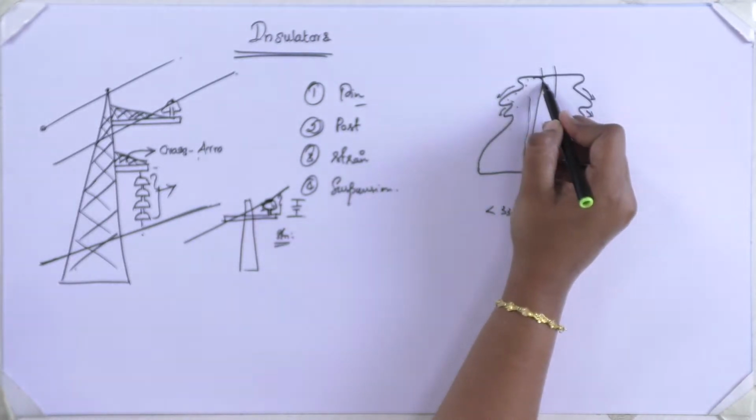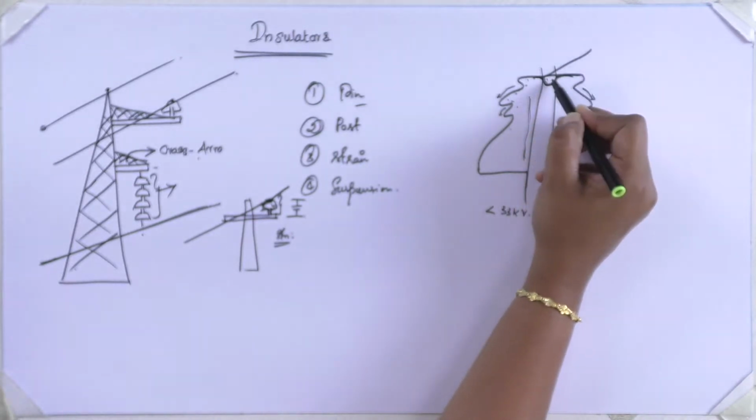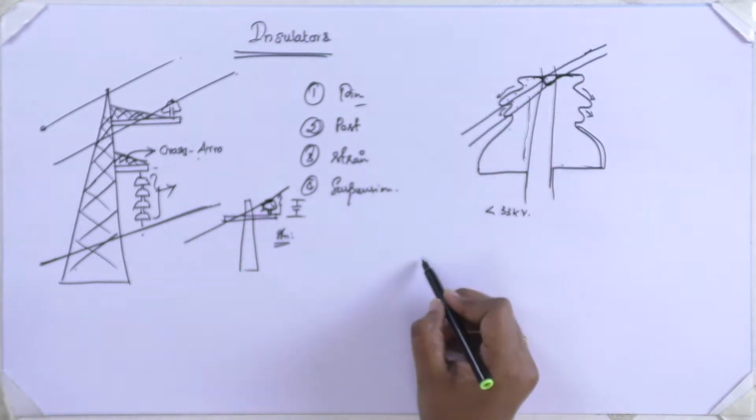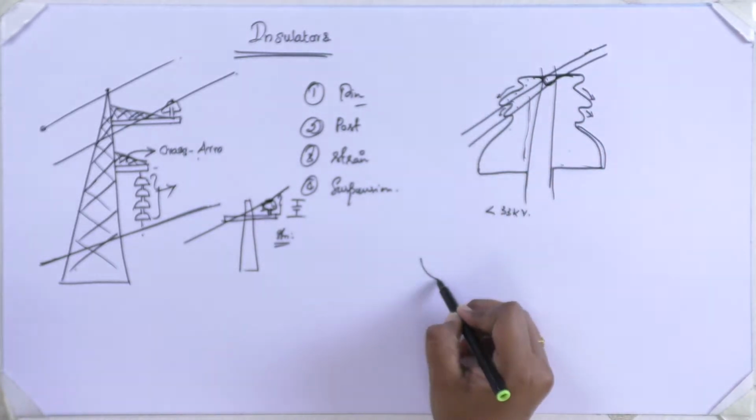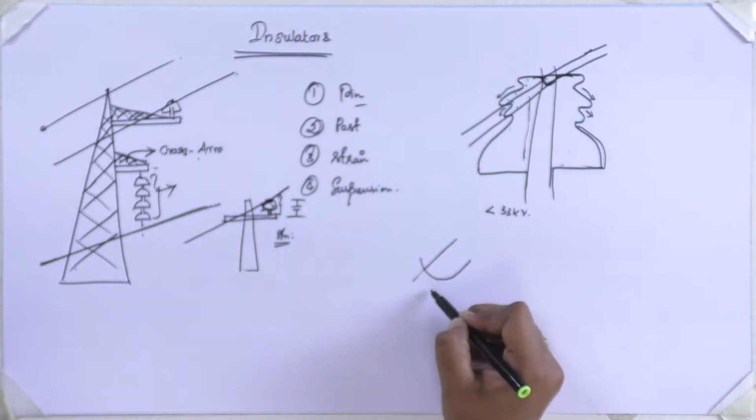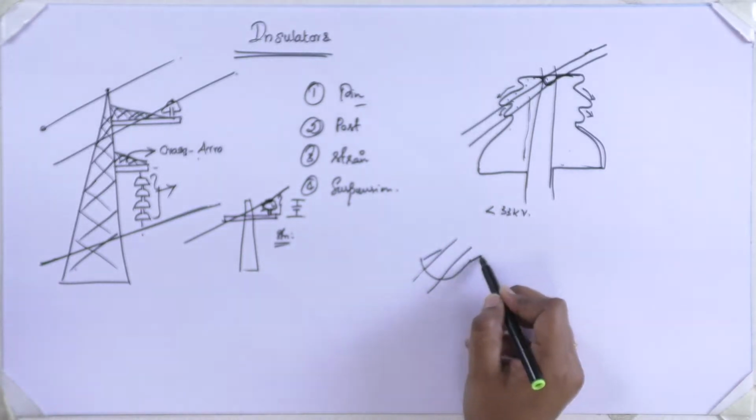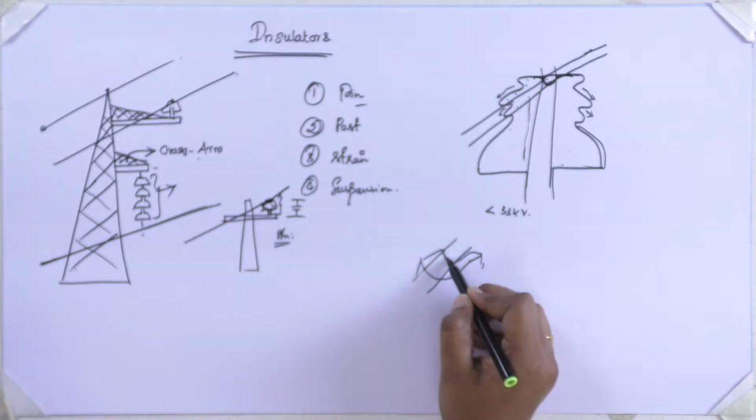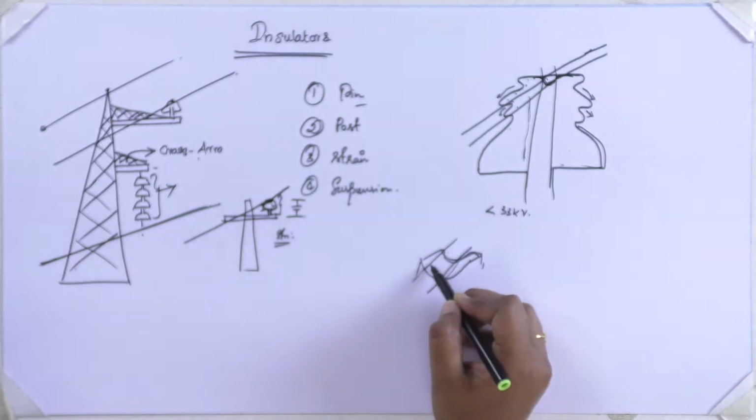At the top of the pin insulator there is an impression like this, in which the conductor is passed. This is the transmission line conductor. In this groove, the groove will be like this, and the conductor is passed till the part of the insulation material.